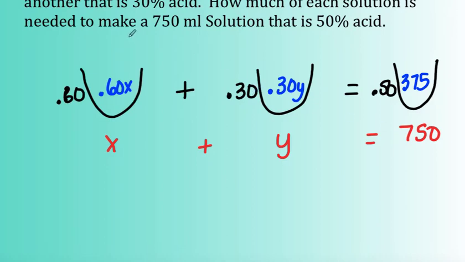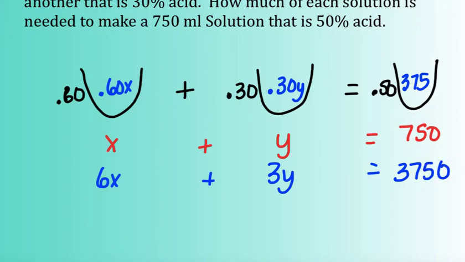All right, now I am going to be neat about this. So I'm actually going to multiply by 10 now. I noticed that I'm going to get rid of decimals. So I'm going to multiply by 10 in this case and rewrite it immediately. So 6x plus 3y equals, now I'm going to add that 0 to the 375, so 3750.